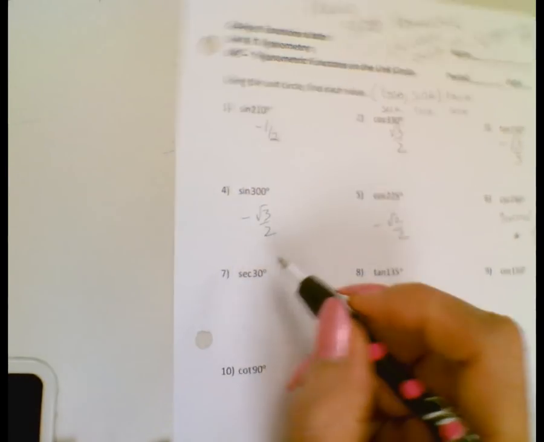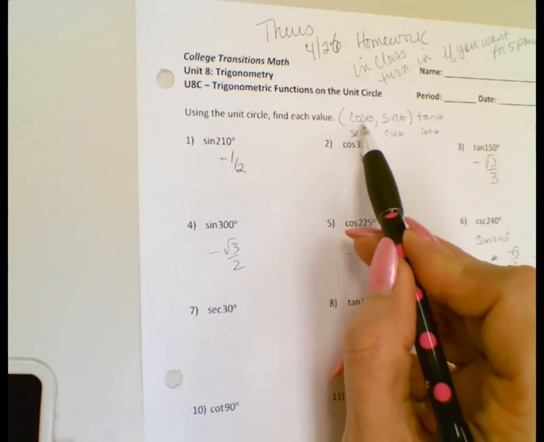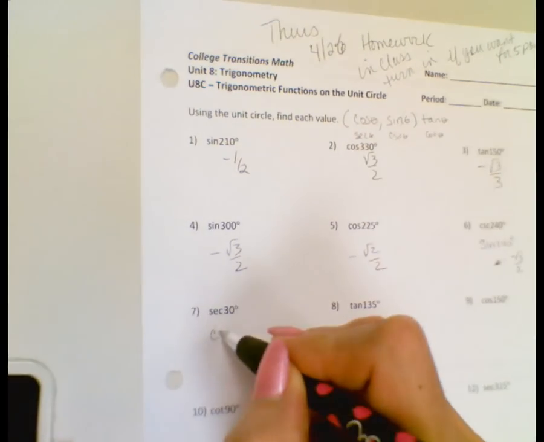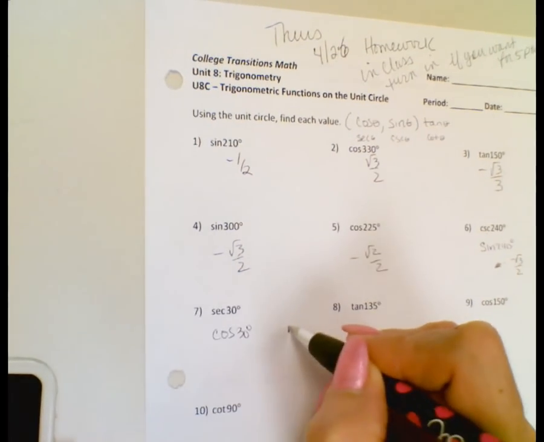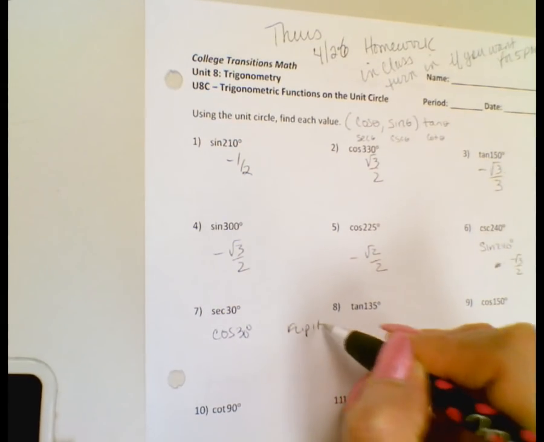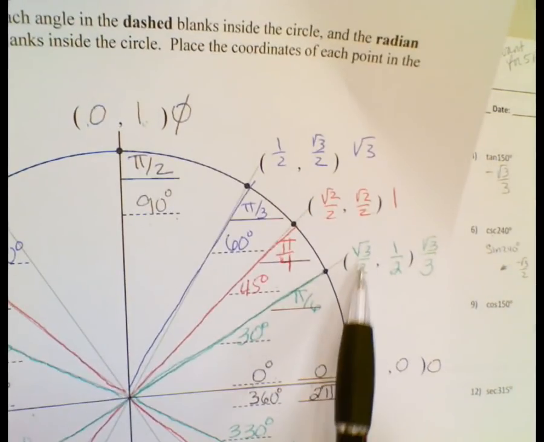That's your answer. Secant of 30. Secant is right here. It's under cosine. So we're going to find cosine of 30 first, and then we're going to flip it. So cosine of 30, that's in the first quadrant. Cosine is radical 3/2.